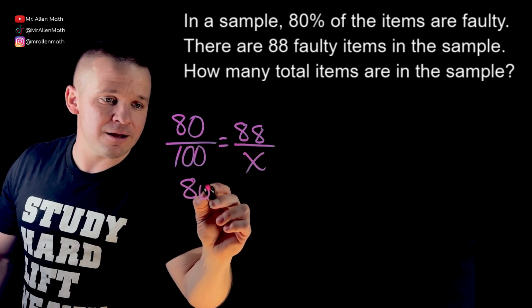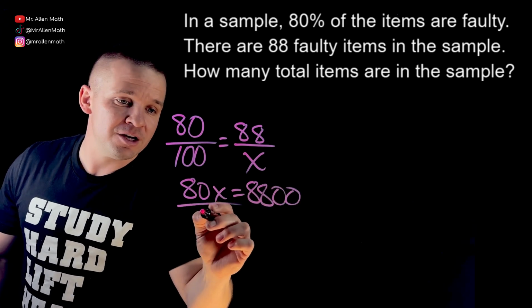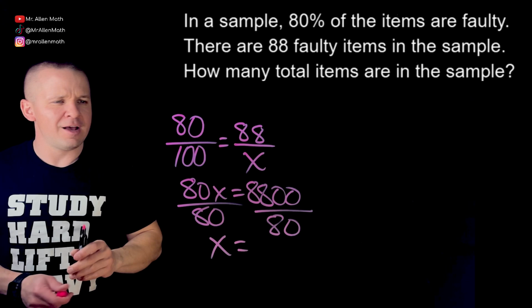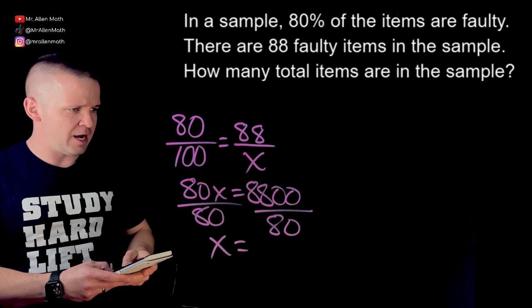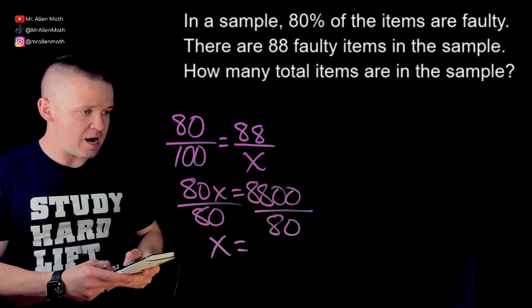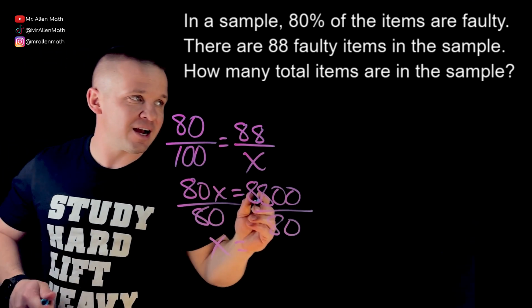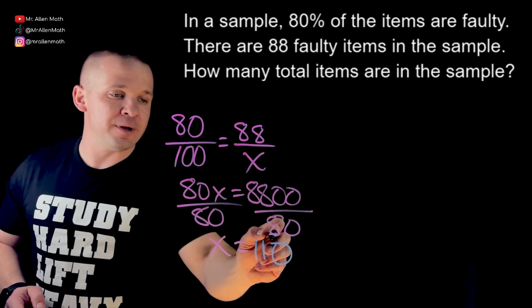So we're going to have 80x equals 8800. That's not too bad. Divide by 80, and we're going to get x. So we will have 880 divided by 8. Let's just type it in our calculator right here. 8800 divided by 80. Boom. 110 items. So we have x equals 110. No big deal. We got it.